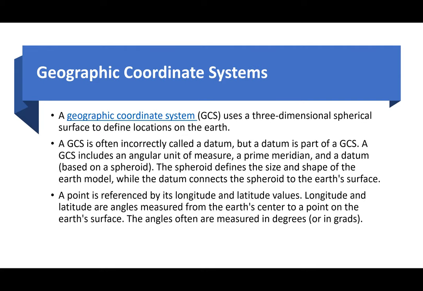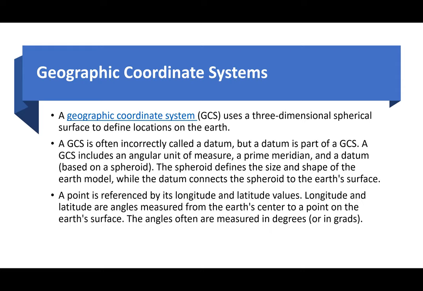So now we're going to move to geographic coordinate systems. GCS uses a three-dimensional spherical surface to define locations on the Earth. We're going to talk a little bit more about a datum. A geographic coordinate system is often incorrectly called a datum. A datum itself is a little bit different. A datum is more of a model that's used to represent the elevations and depressions over the planet Earth. Because our planet is in a state of flux, there are different models to represent that. And we'll talk a little bit more about that.